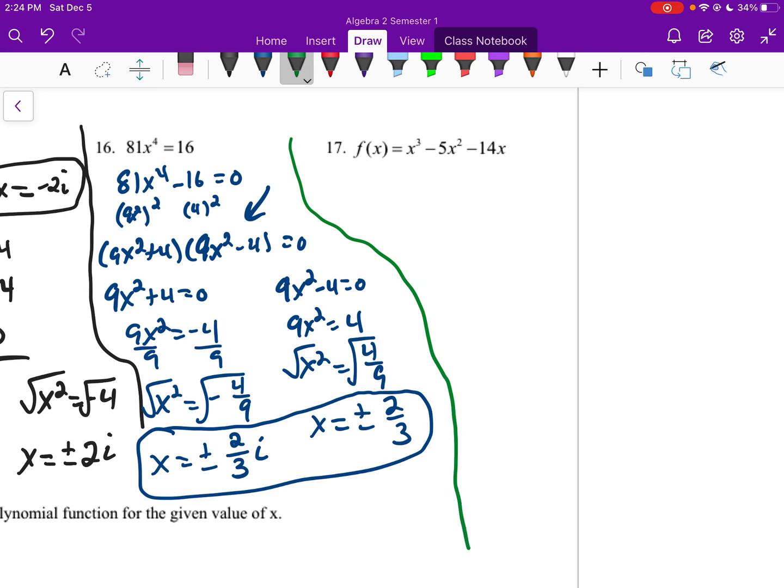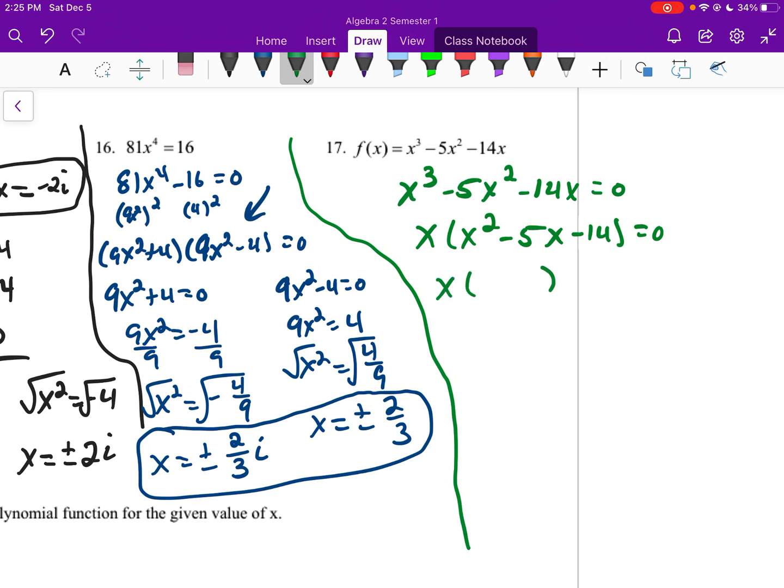All right, for the next one, again, always try to factor. So we're going to set this equal to 0, and we're looking for that greatest common factor, which in this case is x. That'll leave me with x squared minus 5x minus 14 equals 0. Factoring further, we don't have a special case. We already took the greatest common factor out.